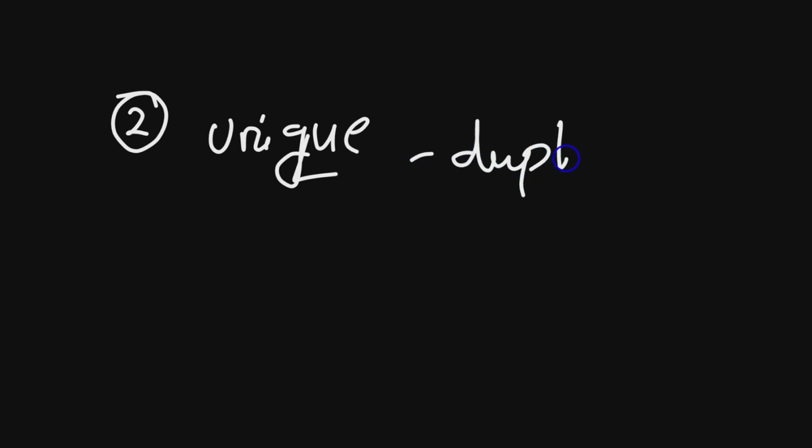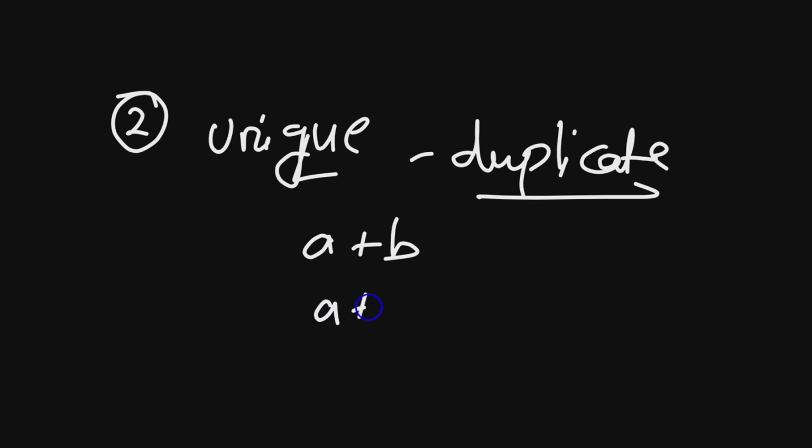The second feature is that all the steps must be unique. Unique means there should not be any duplicate steps. If I write a step to add two numbers, a plus b, there should not be any other step like a plus b. All the steps must be unique.